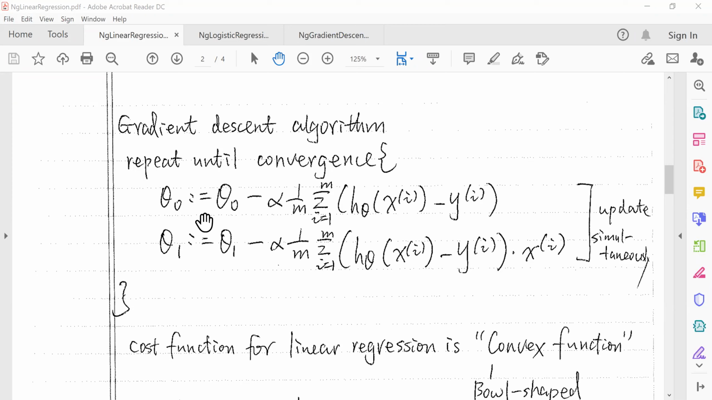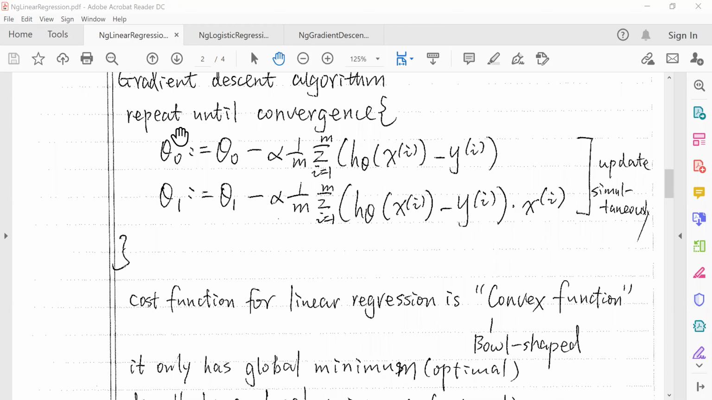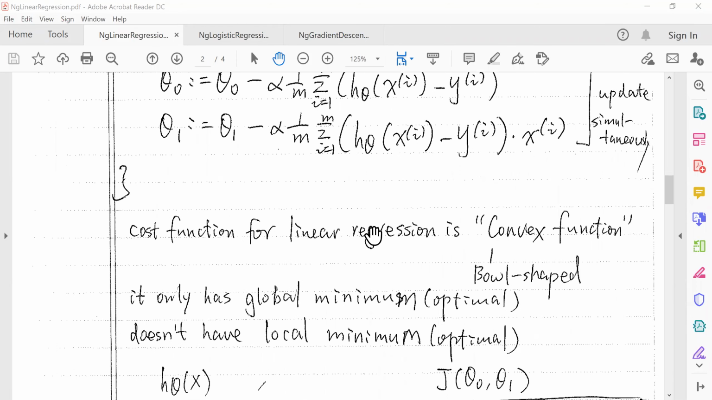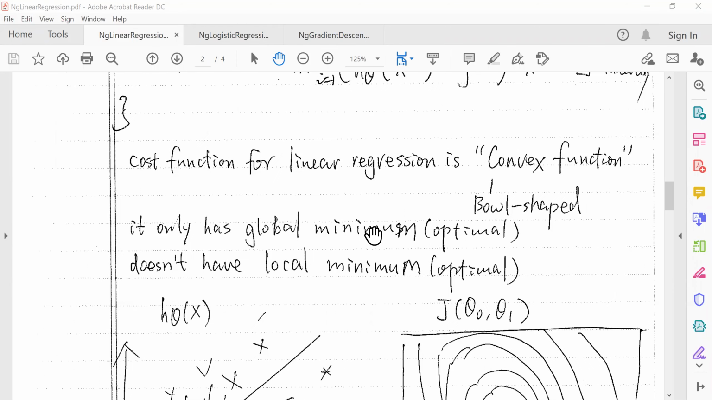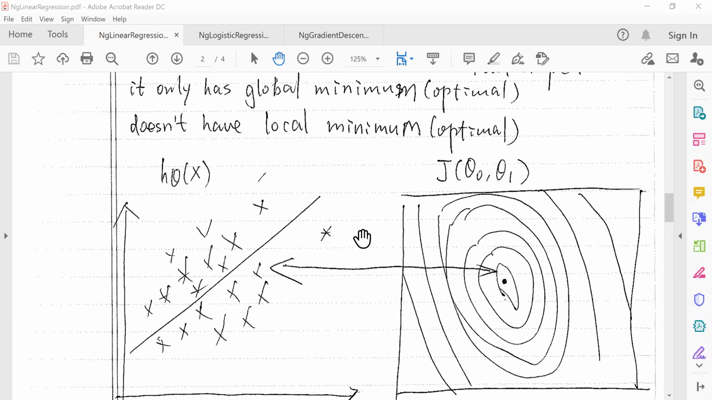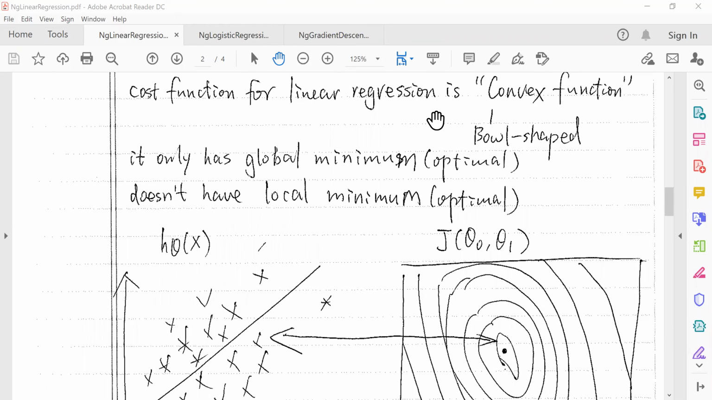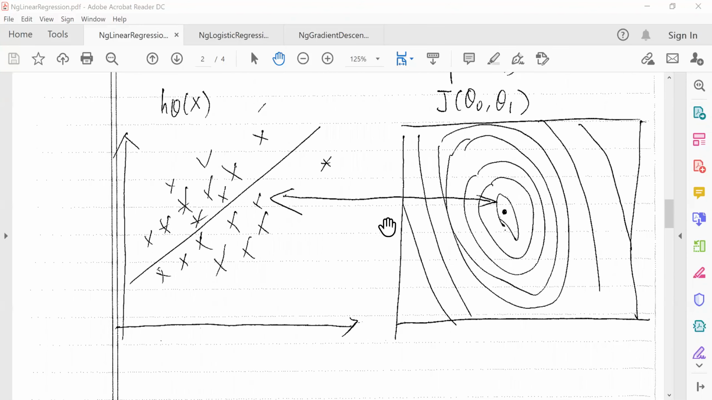Later on we will also be able to see this. Over here it says repeat until converge, and then you can find the optimal value. Previously I also discussed that the cost function is a convex function, bowl-shaped, and it has a global minimum. So that's the optimal case.